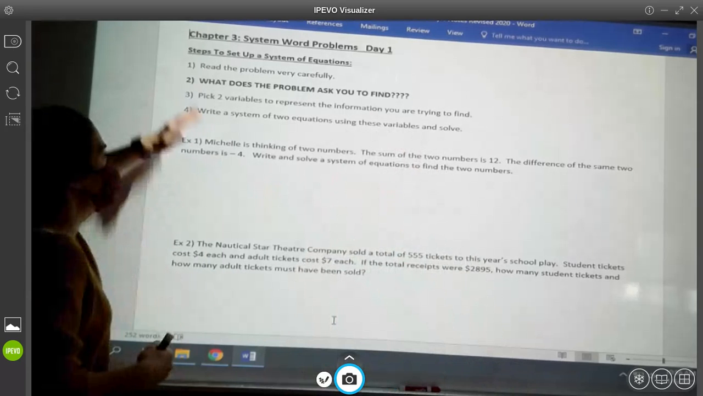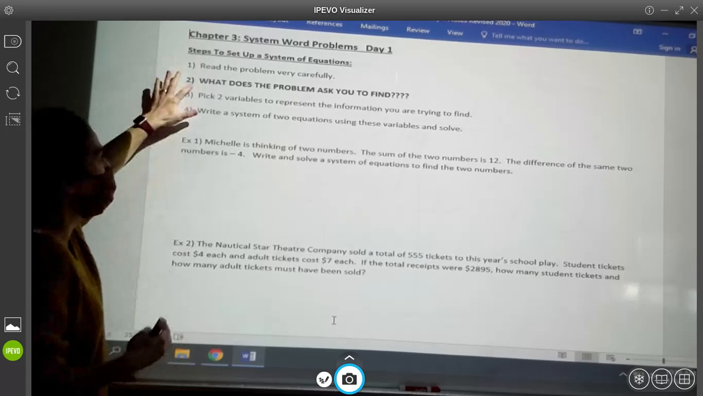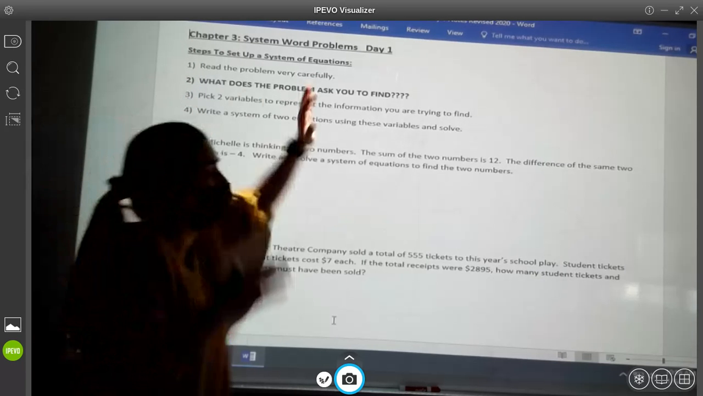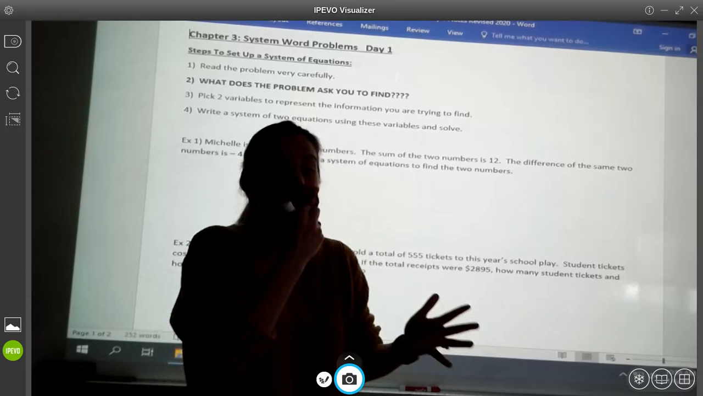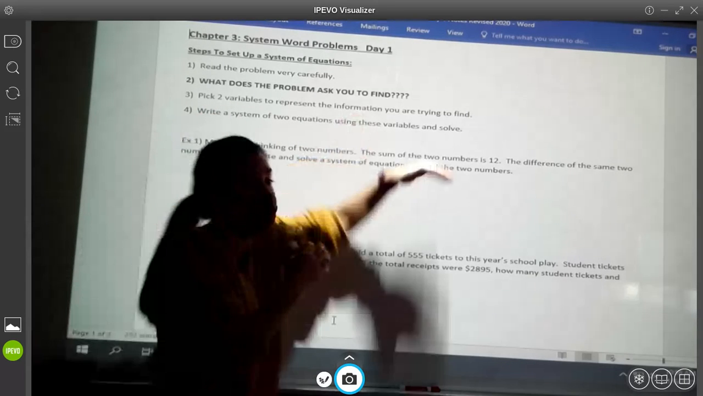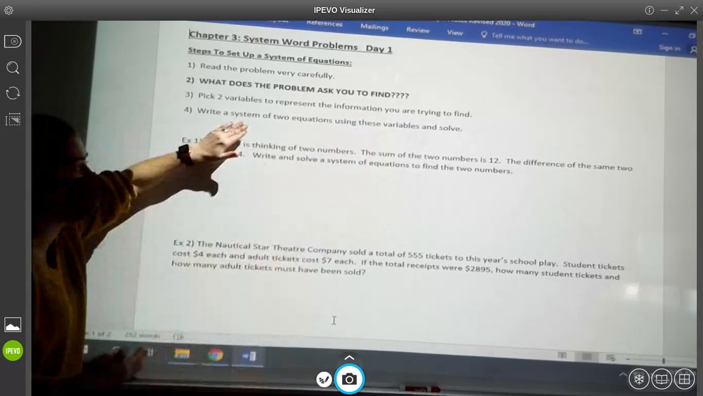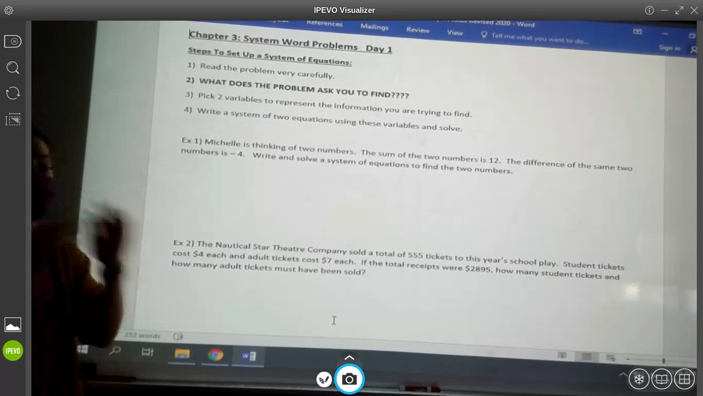So here are some steps. Number 1, you want to read the problem very carefully. Number 2, very, very important. You have to ask yourself, what does the problem ask you to find? You got to figure out what you're trying to solve for. Once you know that, then you're going to pick 2 variables to represent the information that you are trying to find, because we don't know what it is yet. And then you're going to write a system of 2 equations using those variables, and you're going to solve. All right, so we're going to start with a pretty basic one.